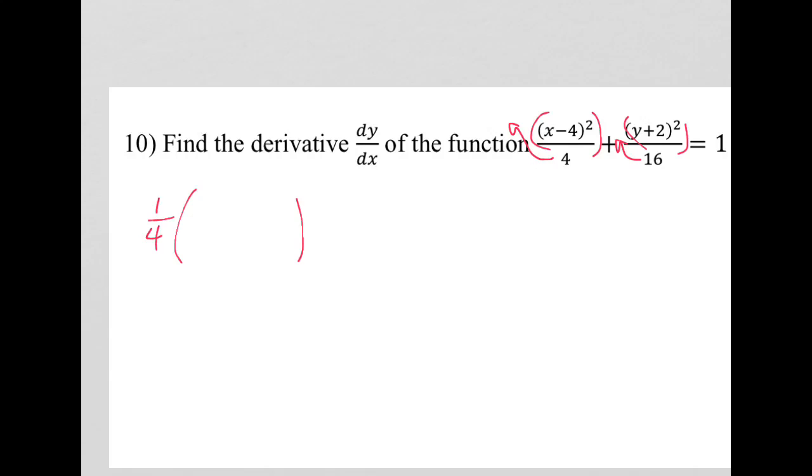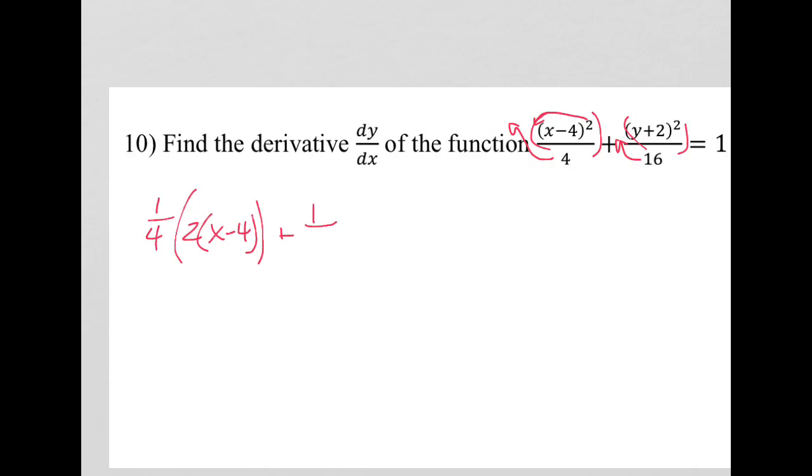Well, the power rule and chain rule. The power rule says take that 2, multiply it down in front. The chain rule says leave the insides, that x minus 4, the same. The power rule says subtract 1 from the power, so the 2 goes to the 1. The chain rule says multiply by the derivative of the inside. Well, the inside is x minus 4. The derivative of x minus 4 is nothing more than just 1. And so, move that parenthesis over. There you have my x term.